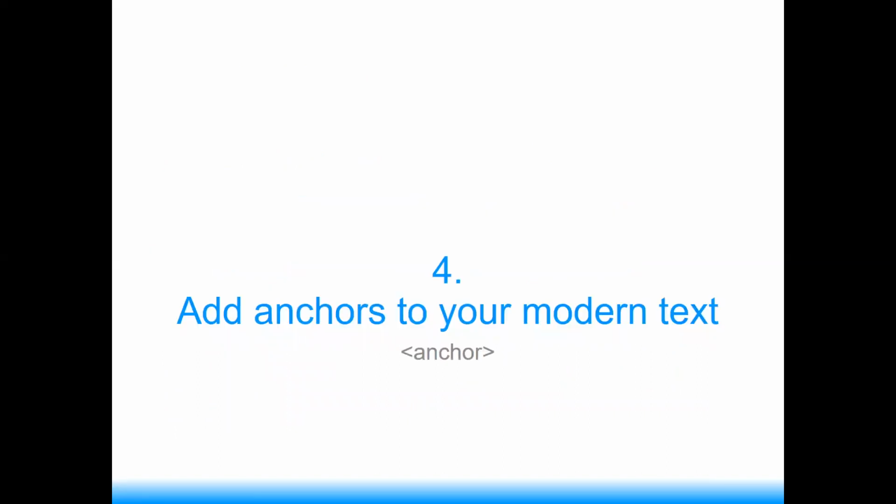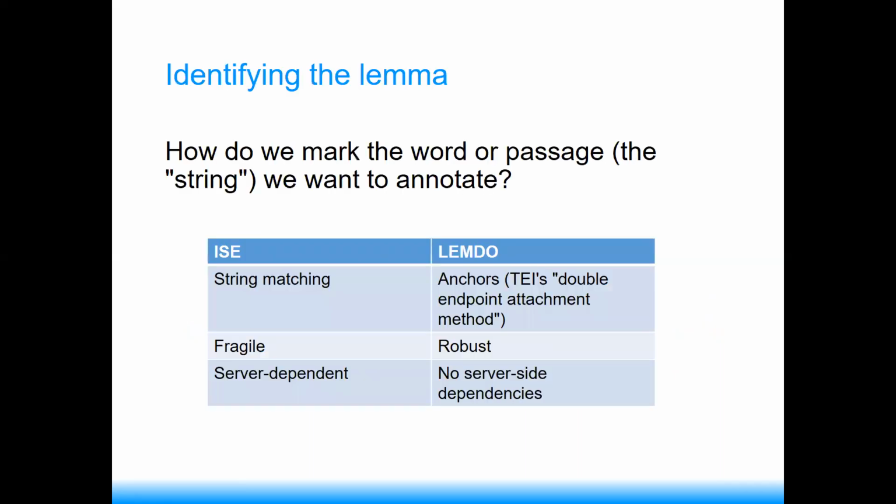And moving on to number 4, since we're not relying on string matching, how do we actually connect your annotations to your modern text? What we do is we use anchors on either side of the string. The string is a word or a phrase that we want to annotate. So the ISE was relying on string matching, which meant that the server had to match up the string in the annotation lemma with the string in the modern text in real time. The server had to do that every single time somebody called up annotations.